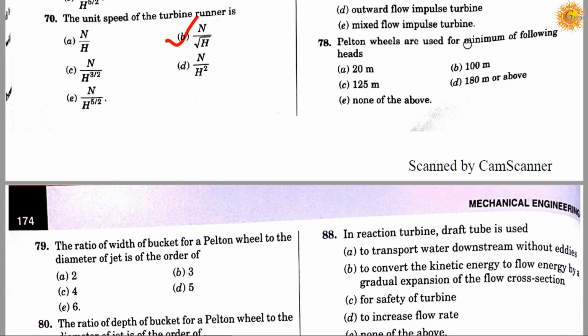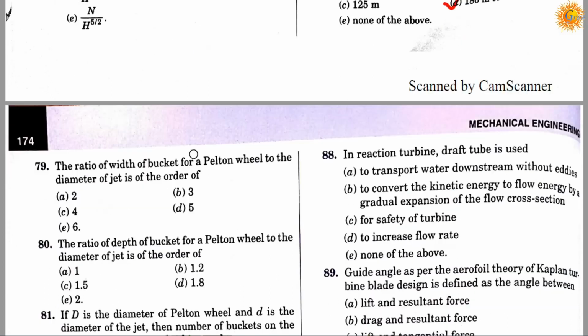Pelton wheels are used for minimum of following heads. Option A 20 meter, option B 100 meter, option C is 125 meters, option D is 180 meter or the above, and option E is none of the above. Correct answer is D. It will be used for 180 meter or the above.